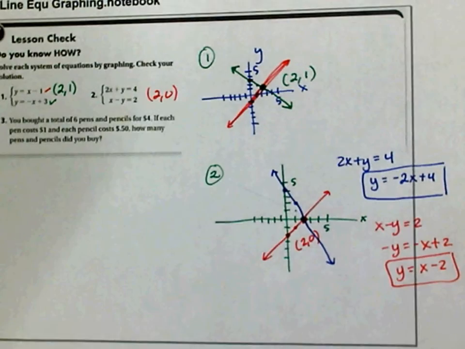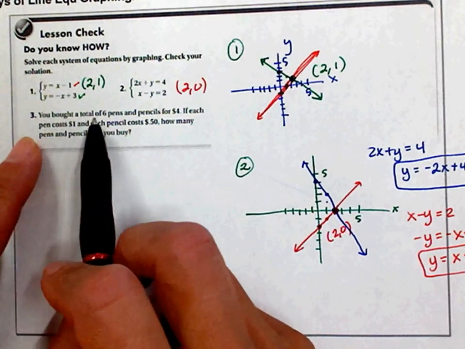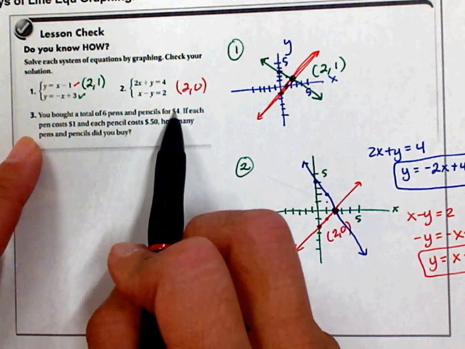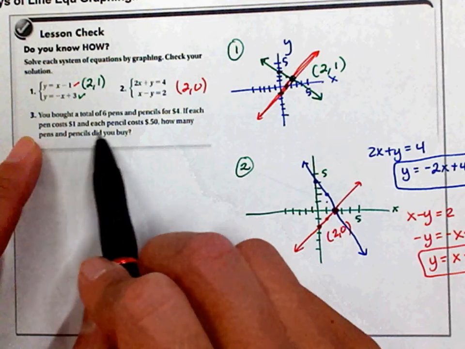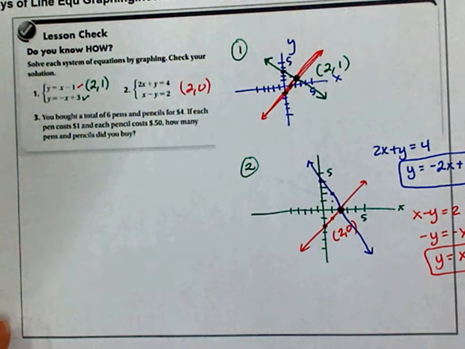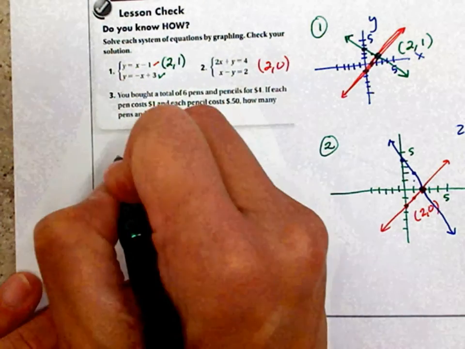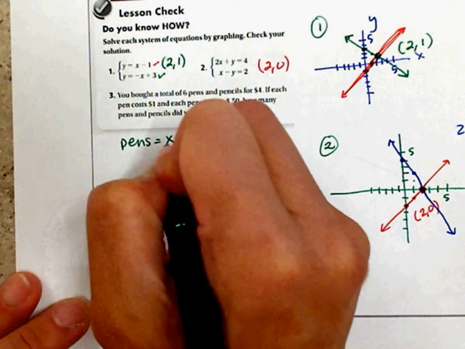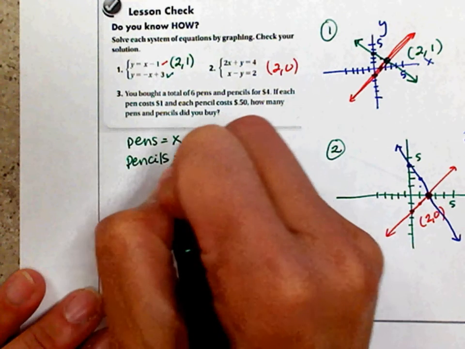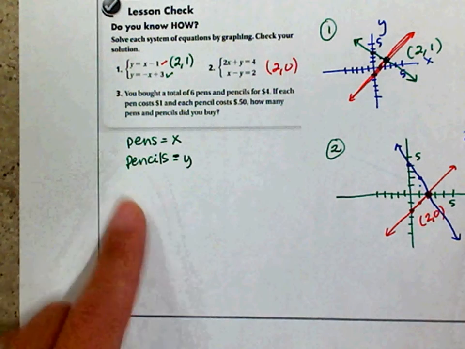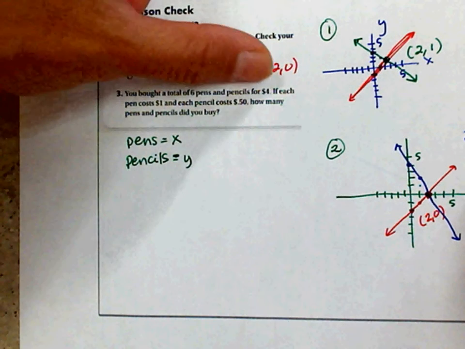All right. Now let's go to number 3. So you guys can write this. You bought a total of 6 pens and pencils for $4. If each pen costs $1 and each pencil costs 50 cents, how many pencils and pens did you buy? So let's take a look at this problem real quick. The two things we're talking about are pens and pencils. I'm going to label my pens to be X and my pencils to be Y. You got to label which one is which.